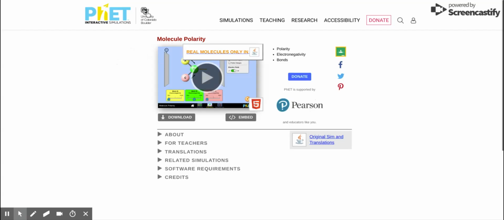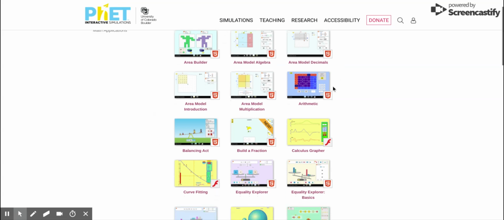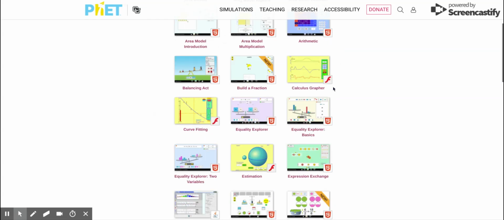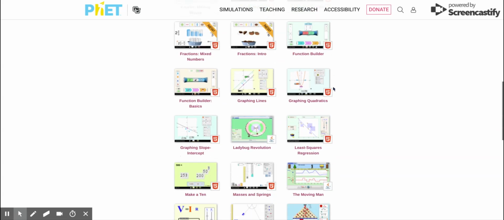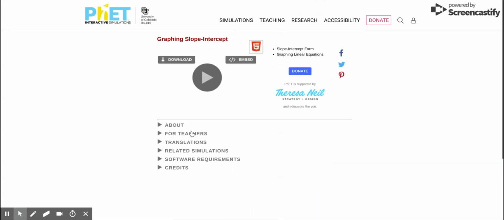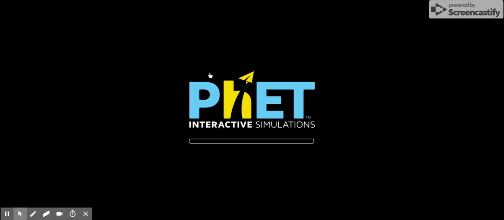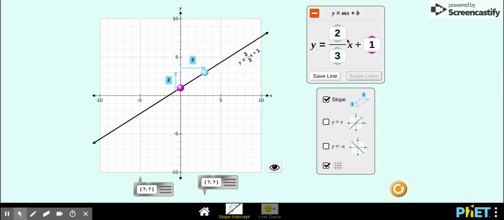This is not just for biology students. PhET also has simulations for physics, chemistry, or science, math. I particularly like the math simulations. I know this is not a math one, but when I discuss reading charts and graphs with my students and we get to the slope, I really like the slope intercept simulation here, because they can just type it in and see how it reacts.